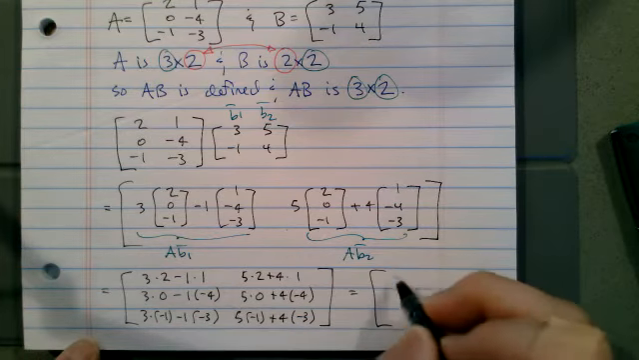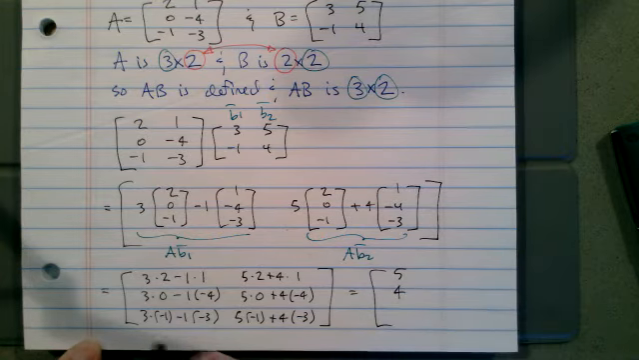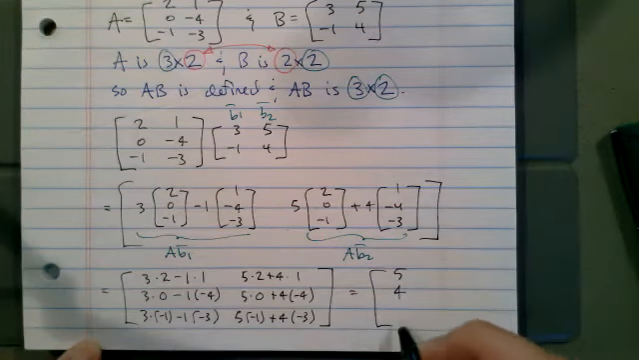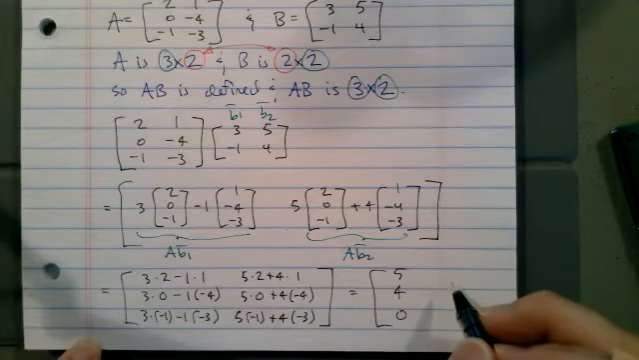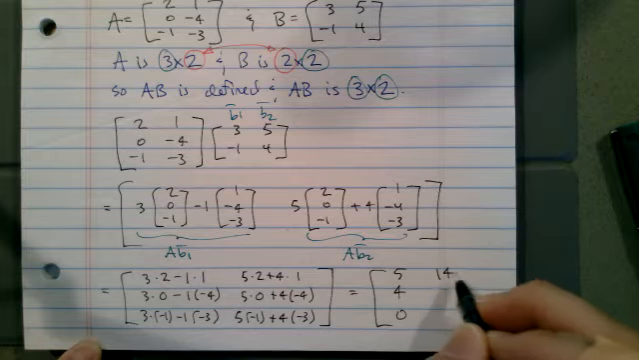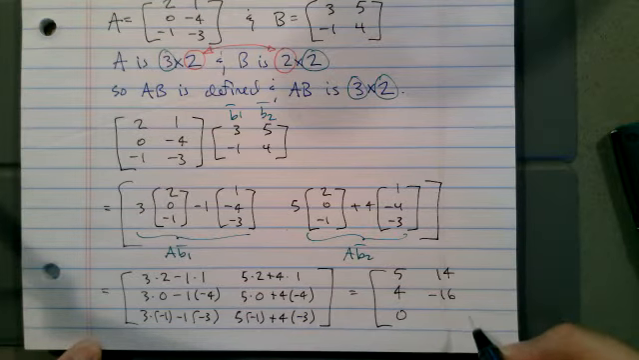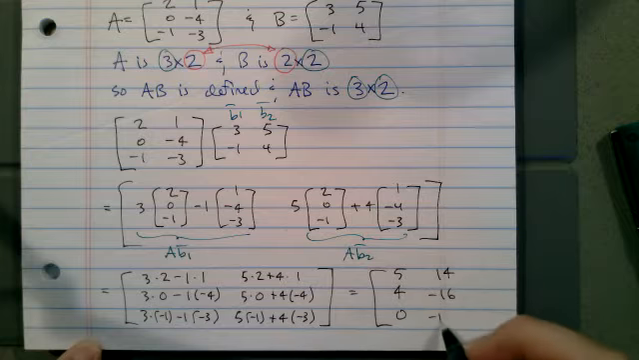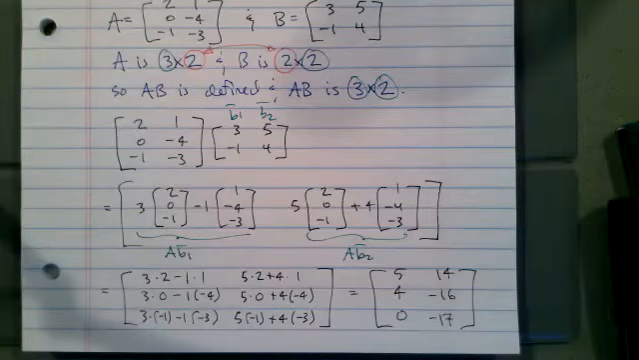So 6 minus 1 is 5. 0 plus 4 is 4. -3 plus 3 is 0. Then in the next column of AB, I get 10 plus 4 is 14. 0 minus 16 is minus 16. And -5 minus 12 is -17. Assuming that I did my adding and multiplying correctly, which is not a good assumption to make. I'm terrible at arithmetic.